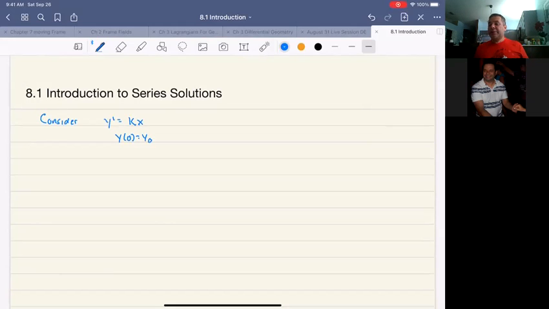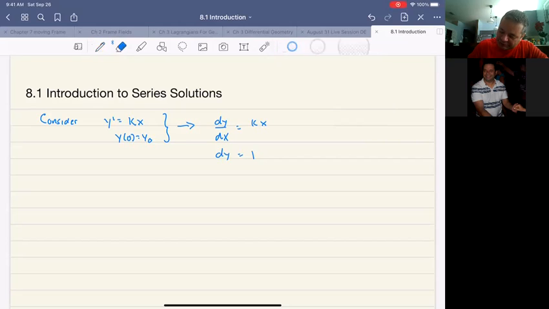Now, we already know the solution to this, or at least we should. At this point, you should know how to solve this pretty simply. Let's just do it real quick as a refresher. dy/dx equals ky, my bad, that should be ky. So if you didn't know how to solve that, you should still be able to.